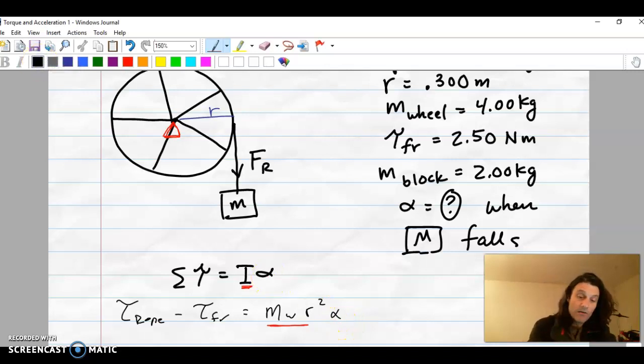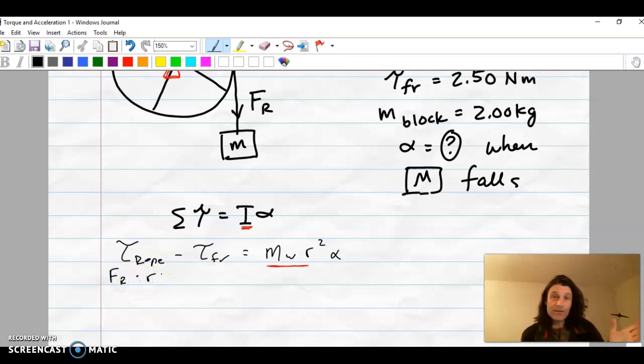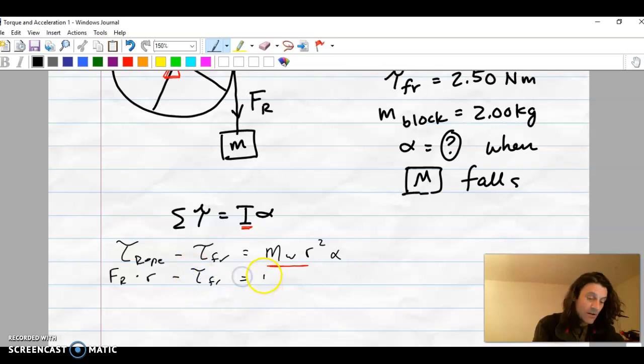So what I'm going to do now is break the torque into what it's made of. It's made up of two things, a force and a radius. So this is the force of the rope times the radius, the distance that the rope is away from the axis, that triangle up there, minus the torque due to friction is equal to the mass of the wheel times the radius squared. So there's your mr squared alpha.